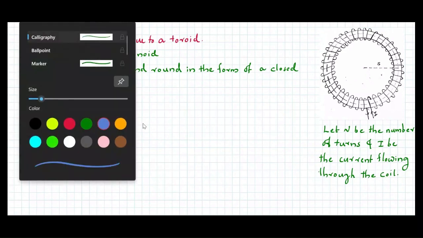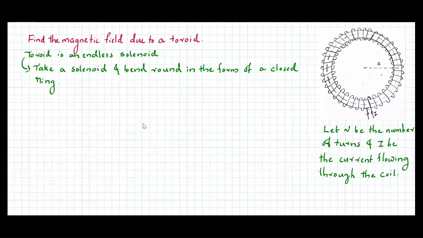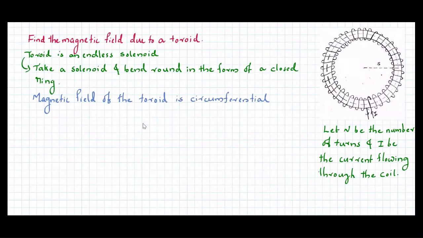Here, note that the magnetic field of the toroid is circumferential. If we consider a cylindrical coordinate system, then the direction of the field B is along the phi direction. That is, the magnetic field is circumferential.